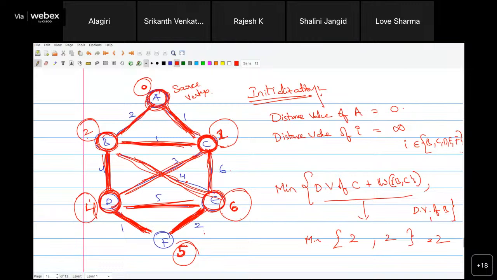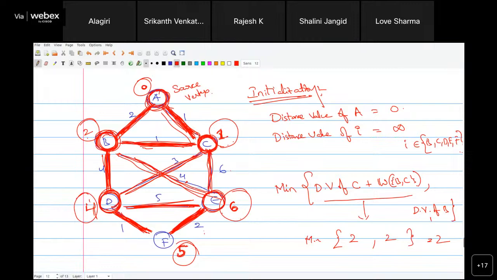From A, if I have to reach C, it is enough to travel via this edge, and the weight of that edge is 1. And in order to reach B, I can travel along this edge or this edge. Both are shortest paths here. The direct edge AB is a shortest path to B, and also A to C and C to B is a shortest path to B. So we have two shortest paths.